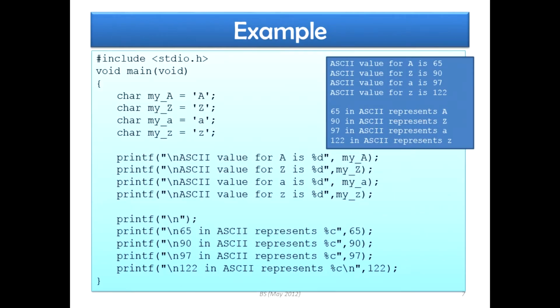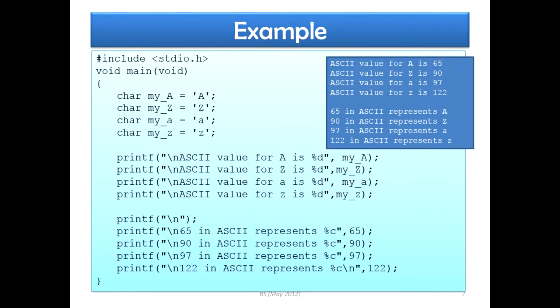Why do we need to know this? Right now for this level we don't really see why we need to, but there are a lot of manipulations that can be done. Now you look at this one. my_A equals 'A', capital A. my_Z equals 'Z'. Here, look at the placeholder. What is the placeholder for, guys? Percent D. What is percent D for? Integer. And this is character.